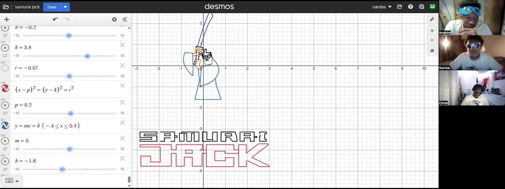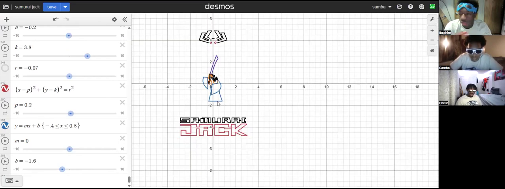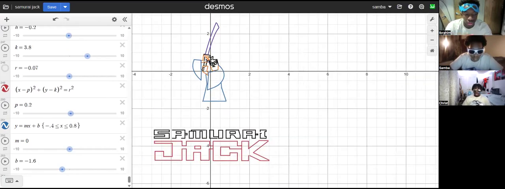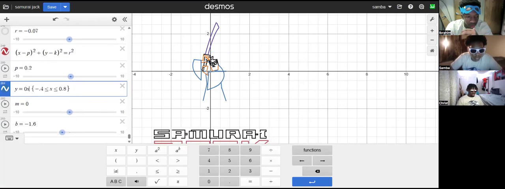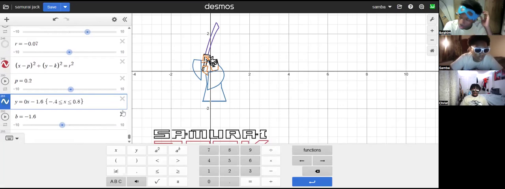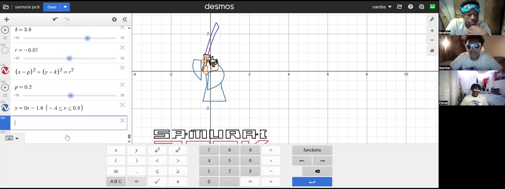Fabulous. Just like that. And actually, if we really want to get more precise, we would change these values, m and b, to the values we were given from the slider. So our m would be 0, and our b would be that negative number that we see, negative 1.6. Then we can get rid of these sliders and use them for another line, so we're not limited.